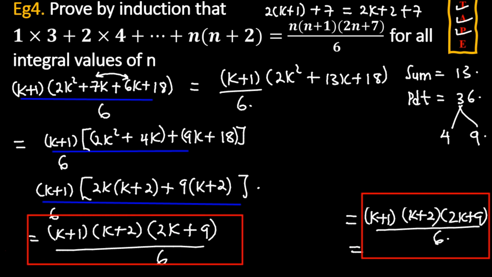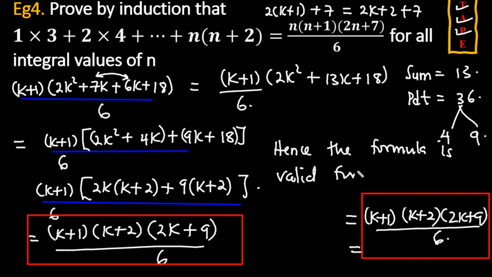So when I compare this right hand side with the left hand side, it is clear that the two sides are equal. And when I see that happening, I'm going to conclude by saying, hence, the formula is valid for n equal to 1, 2, and other values of n. That's why they are saying for all integral values of n.